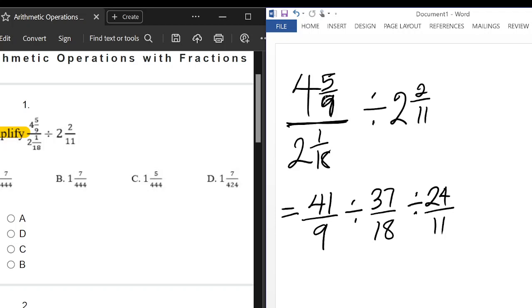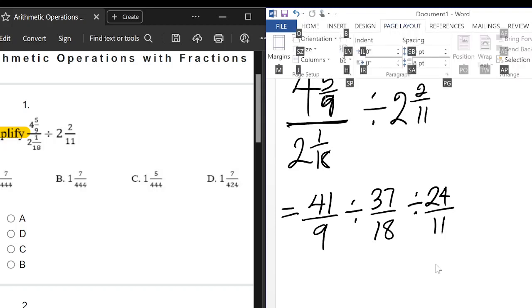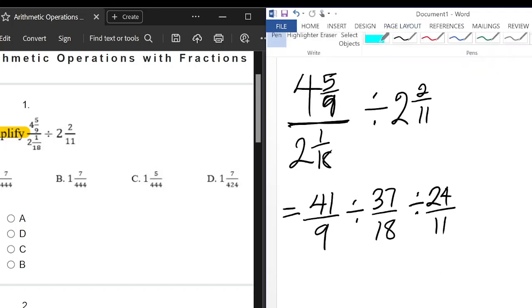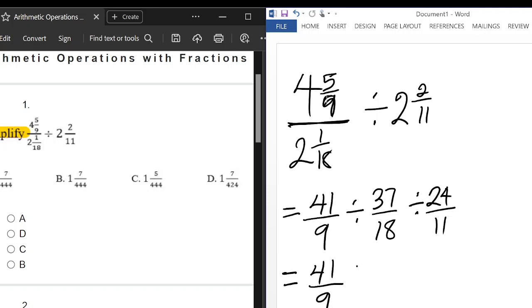The next step is to change the division to multiplication. So let's see how we go. We're going to flip. The first fraction, 41 over 9, remains as it is, and we change the first division to multiplication. Then the next fraction is flipped, so we have 18 over 37. The next division is also changed to multiplication, and we flip the next fraction, that is 11 over 24. Right?